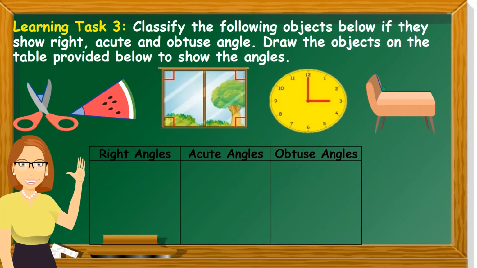For our learning task number 3, classify the following objects below if they show right angle, acute angle, and obtuse angle. Draw the objects on the table provided below to show the angles. The first picture is a scissor, the next one is a watermelon, third one is a window, the fourth one is the clock, and the last one is a sofa. I will give you 3 minutes to answer this learning task number 3. Are you ready, children? You may start answering now.